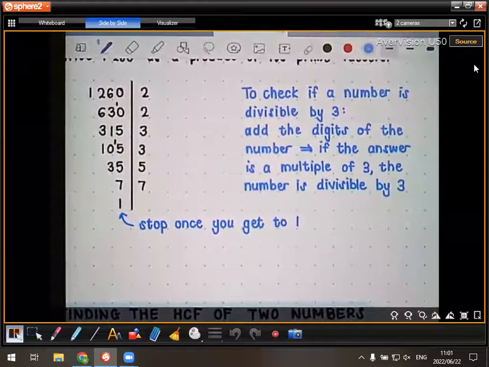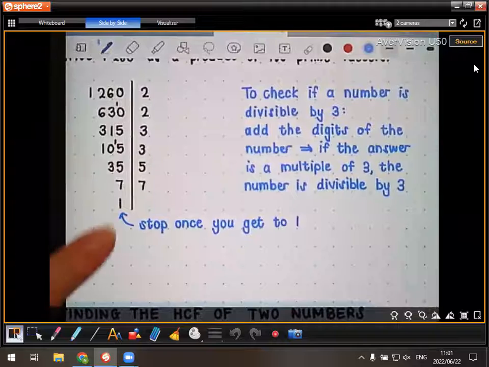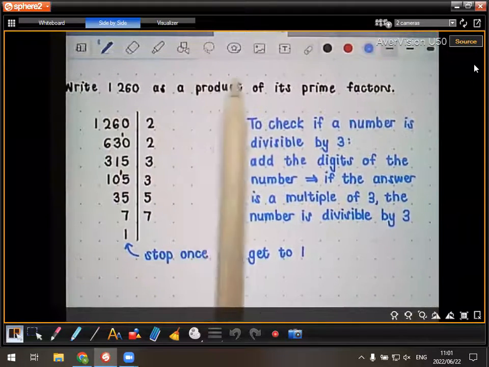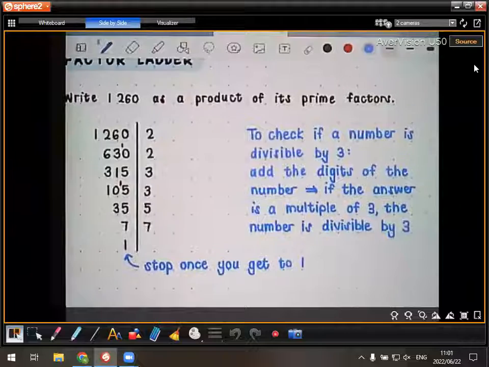Okay guys, we're not done yet, we've just done the division. What did this question say? Write 1260 as a product of its prime factors. What does the word product mean?